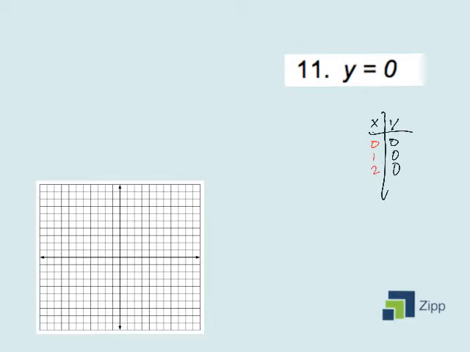So I'll graph 0, 0, 1 over 0 up, 2 over 0 up, and then I'll take a straight edge and create a straight line. And I'll connect those points and be sure to put arrows on the end because it's infinite. This one lies right along the x-axis. Let's take a look at the next problem.